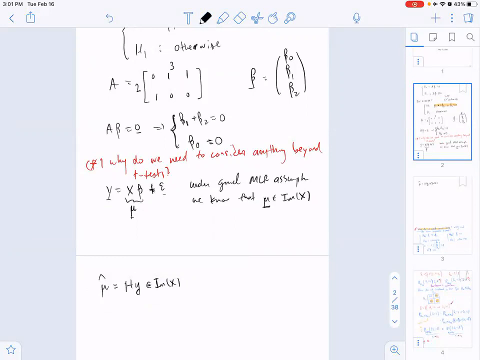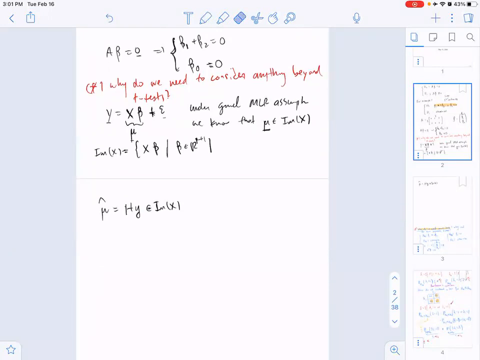Why is this in the image? Because it's written as X times beta, and that's exactly the general form of any vector in the image. If you go back to our discussion, that's how we represented the image. The image of X is the set of all vectors that can be written as X beta, where beta is in R to the, let's say, P plus 1. As beta varies, this carves out all the image. So this is the general formula for a vector in the image, and mu is in that form. So mu belongs to the image.